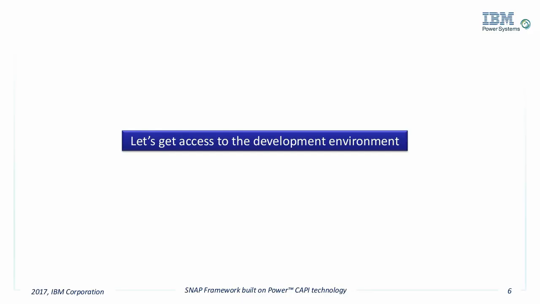We finished step 1 and selected an algorithm to accelerate. Now let's get access to the development environment before we continue with step 2 and pick a snap-enabled card. There are 2 different environments for this workshop. The development tools run on a development system in the cloud. We will later deploy the example application on a Power 8 system that is also in the cloud.